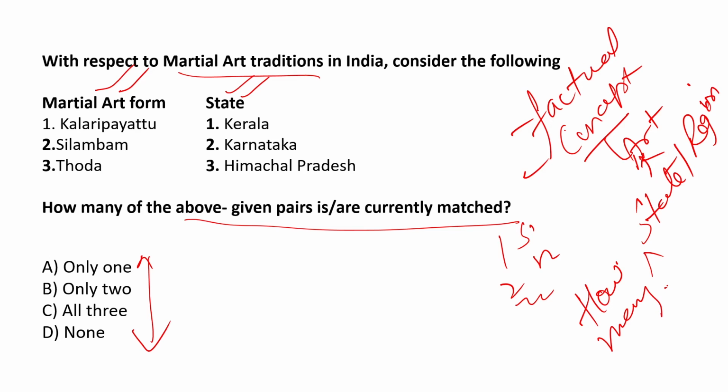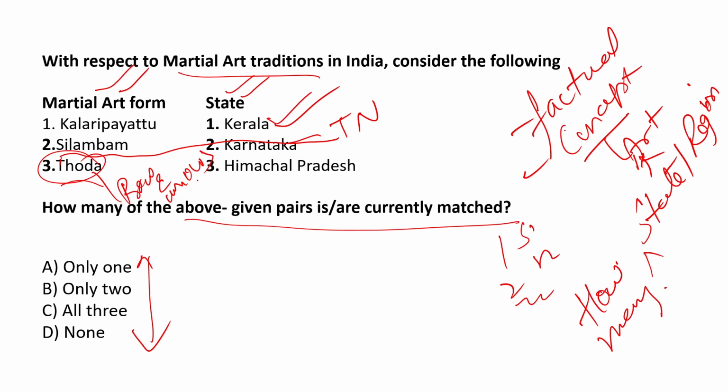first pair. Kalaripattu and Kerala. Well, it is very famous and it is correctly matched. Second, Silambam, Karnataka. Rather, it is in Tamil Nadu. Silambam is in Tamil Nadu, right? The next, Thoda, it's in Himachal Pradesh. Thoda is a form in which bow and arrows are used. And Kalaripattu is one of the oldest martial arts of India, originating in Kerala.